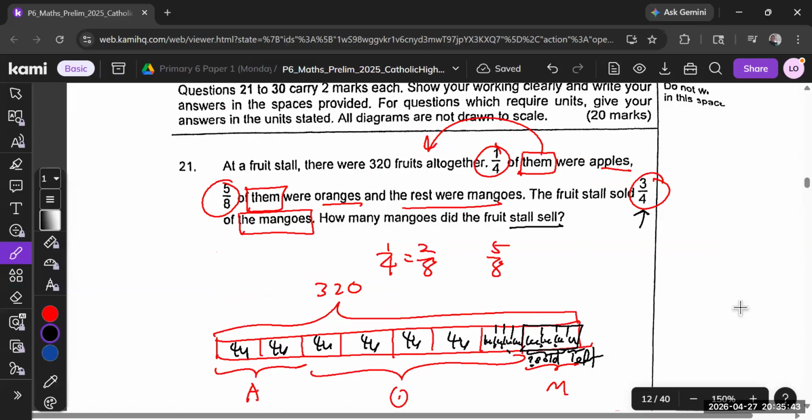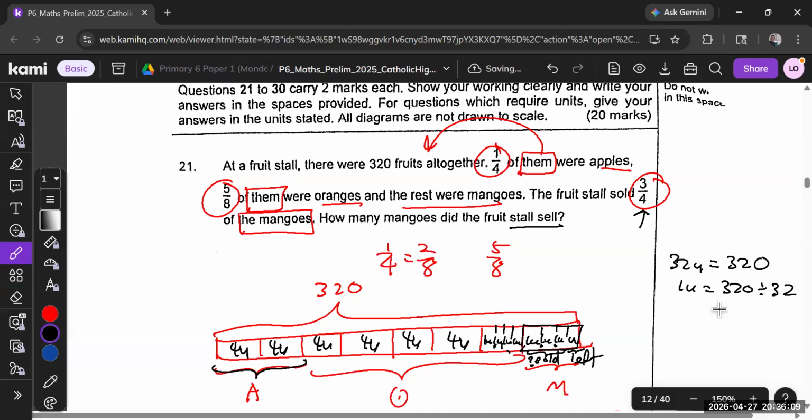And when you draw out the problem, after you draw already, the model will guide you. As long as you label, put the question mark, put your arrow sign clearly, put the units inside, and then you look at the question. Oh, how to do? How many units are there? 1, 2, 3, 4, 5, 6, 7, 8. 8 times 4, 32 units is 320. 1 unit, 320 divided by 32.